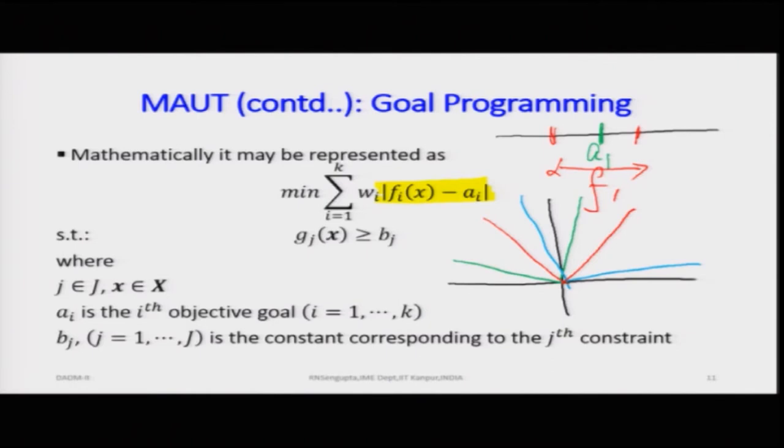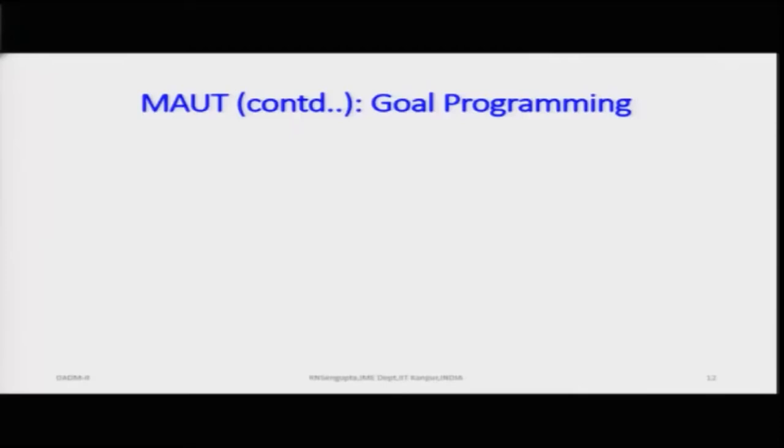So, we will give weights, and they can be weighted. Weighted means you are giving some weights. So, these would be W1, W2, W3, depending on the number of goals you have to attain. So, Ai is the ith objective function which you want to attain, or the attribute, and Bj is the constant depending on the jth constraint value which you have, and you want to have the constraints accordingly, such as G1 is greater than or equal to B1, G2 is greater than or equal to B2, and so on and so forth. So, the constraints would be coming now.